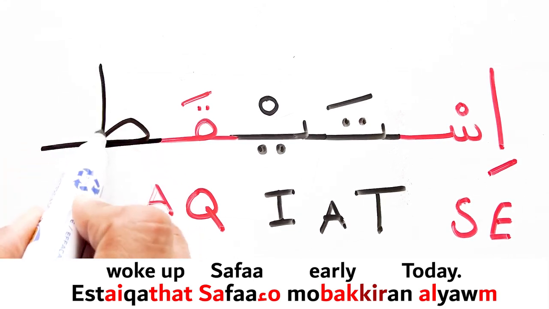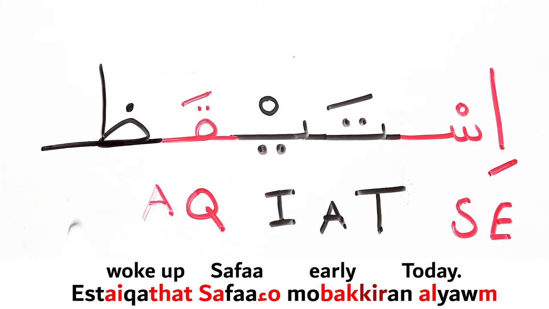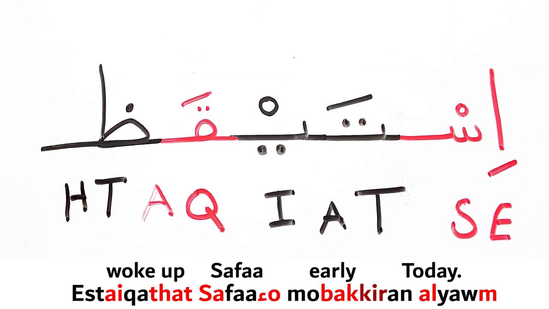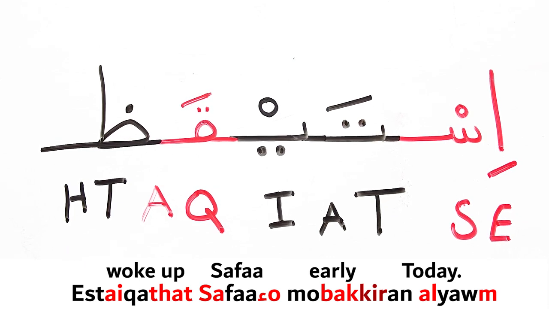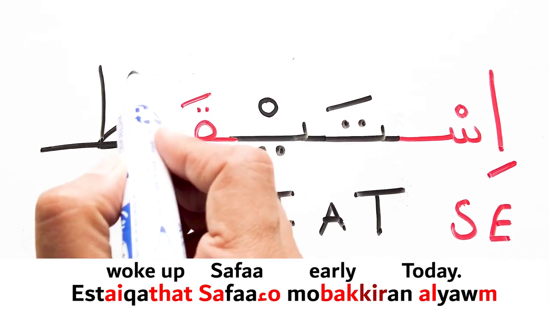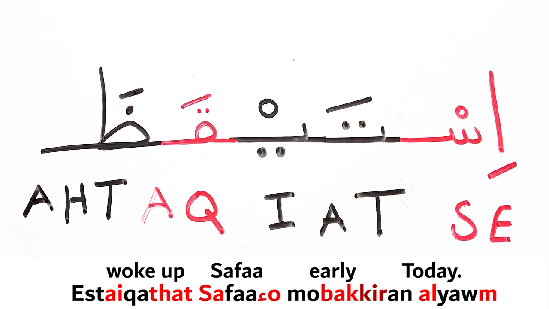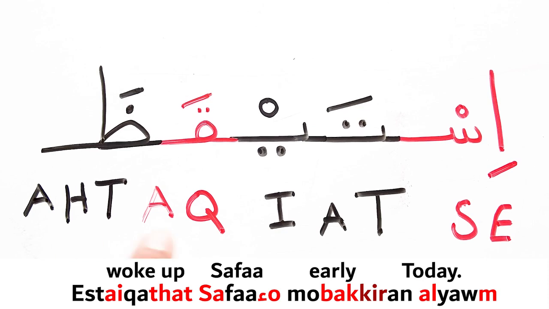This letter sounds like what? Sounds like TH in the word the, but it has a stronger sound. So it is not the, it is za. You must use your tongue to touch your upper teeth to pronounce this letter. And I'm gonna add this mark on the top, so it will give me the sound of A. So it is za. Istayqaza.